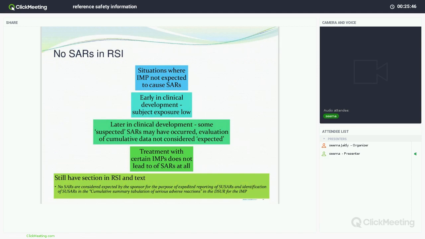Now, there may be some situations where you won't have any serious adverse reactions in your reference safety information. It could be that you're early on in clinical development, or it could be there's been reevaluation of your suspected adverse reactions and your serious adverse reactions, and they're not considered to be expected anymore, or where your IMP does not really lead to serious adverse reactions. You would still need to have a section within your document as the reference safety information within the IB, and you'd have to have some text to say that no SARs are considered expected by the sponsor for expedited reporting, and also for identification of SUSARs within the DSUR. And there's some suggested text here.